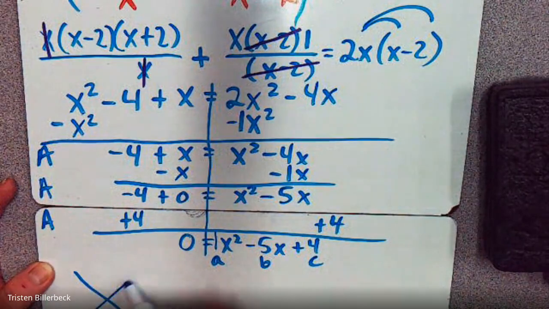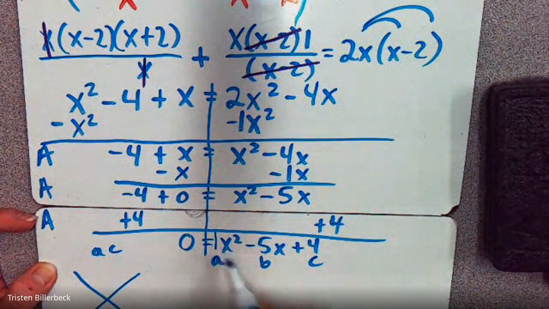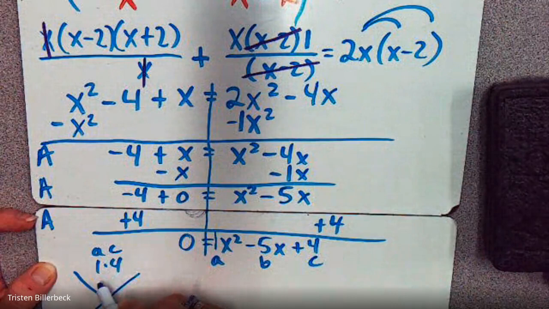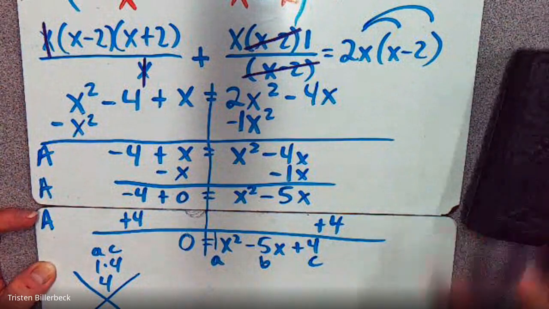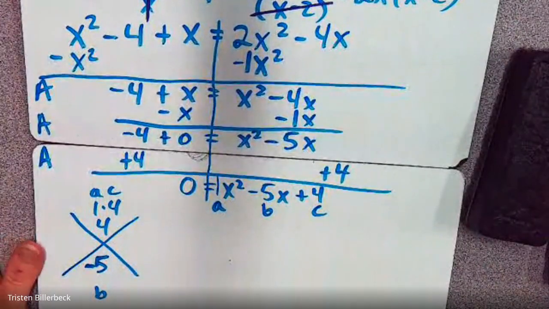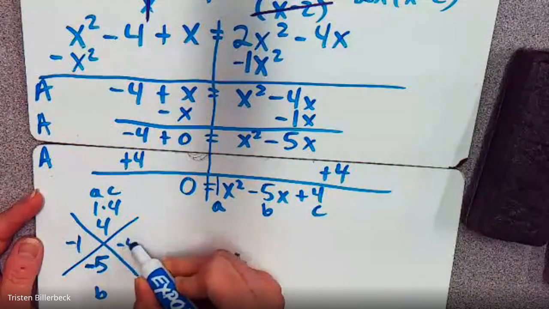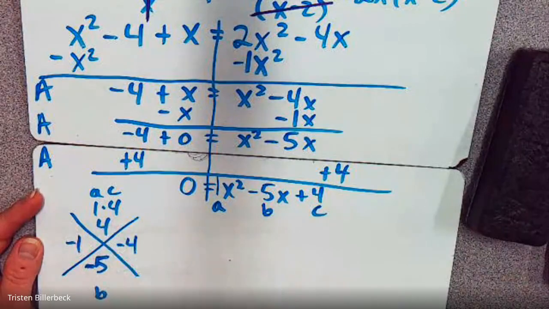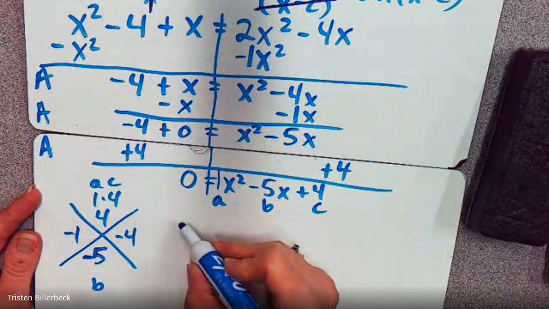So now I'm going to do my diamond box. I have A, C, and B here. So 1 times 4 is 4, and B is negative 5. So I have to think what times what equals positive 4 and adds to negative 5. And then I realized, oh, that's just -1 and -4. Because -1 times -4 is +4, but -1 plus -4 is -5.